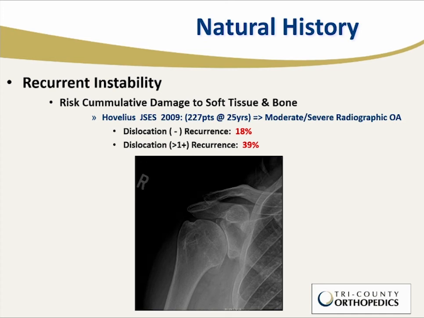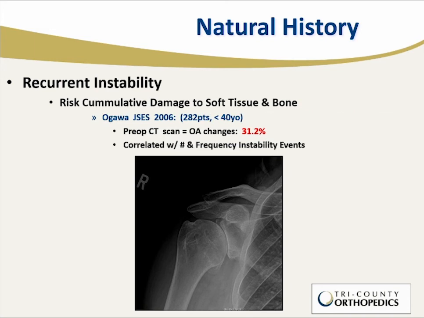If you had one or more, or over one, so 2, 3, whatever, it was almost 40% at 25 years. That is concerning. That's a big difference. This is the first time that evidence was published, as well as a landmark study, that there are progressive radiographic changes and cumulative damage from recurrent dislocation.